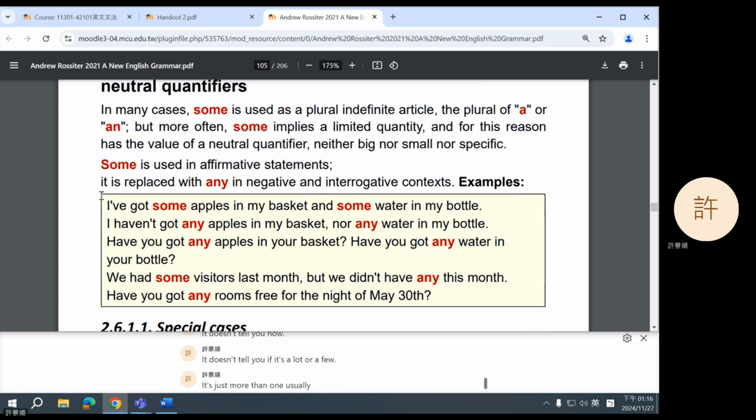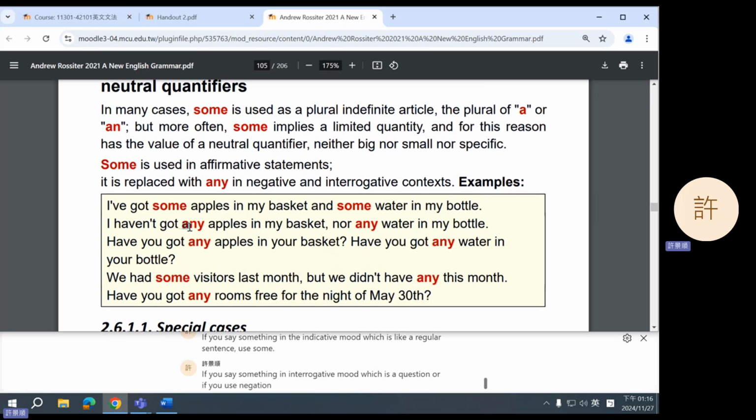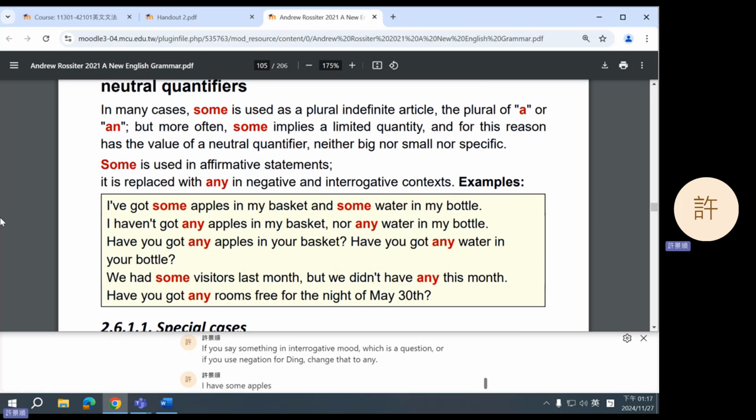Usually, if you say something in the indicative mood, which is like a regular sentence, use some. If you say something in an interrogative mood, which is a question, or if you use negation, 否定, change that to any. I have some apples. I don't have any apples. Do you have any apples?